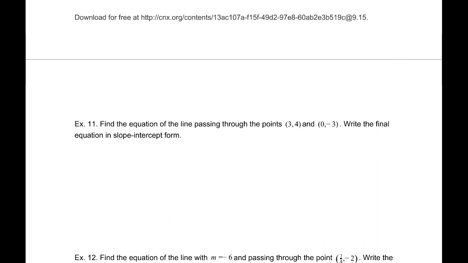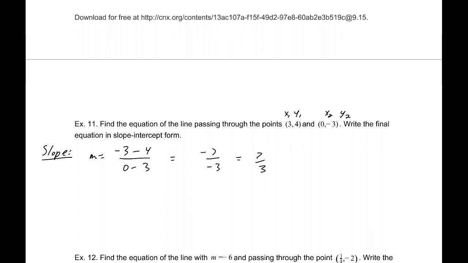Okay, moving on. Example 11, find the equation of the line passing through the points (3, 4) and (0, negative 3). Write the final equation in slope-intercept form. First, we'll find our slope. We'll find our slope using what we have used previously because our slope isn't given to us. So x1, y1, x2, y2. This will be negative 3 minus 4 divided by 0 minus 3. That's negative 7 over negative 3, so our slope is 7/3.